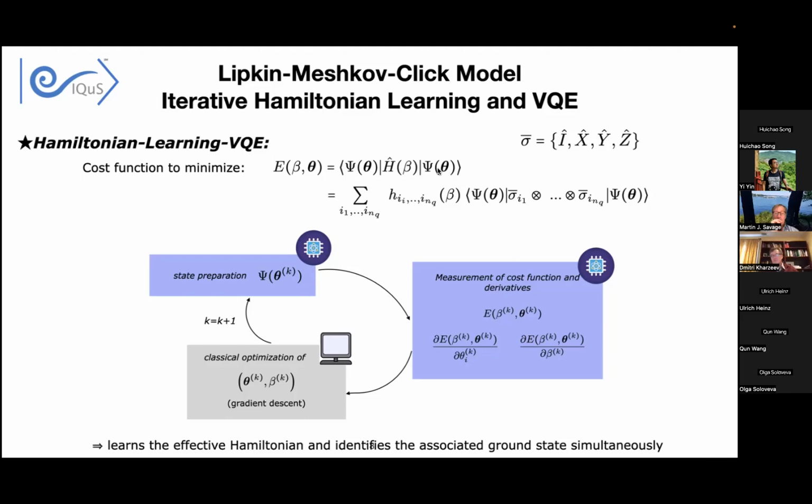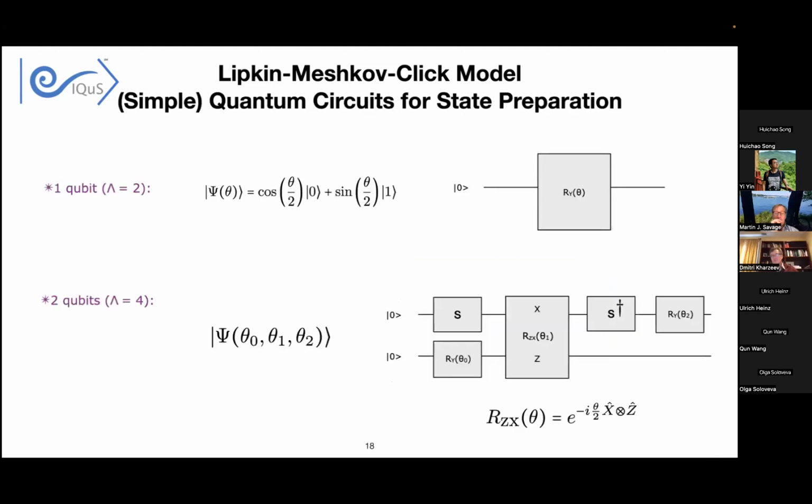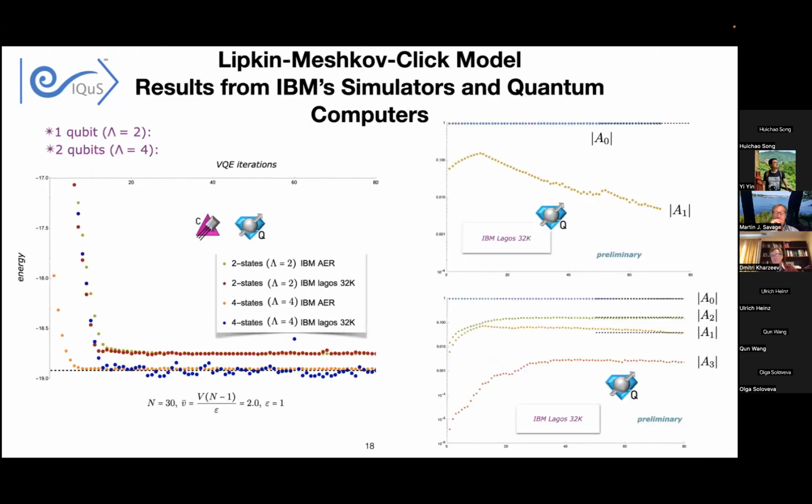On how you pack the circuits onto the chips, and then brought the results back, did a classical evaluation, in this case gradient descent, made a new choice for theta and beta, and then sent it back to the quantum device. And so these are the results we obtained.